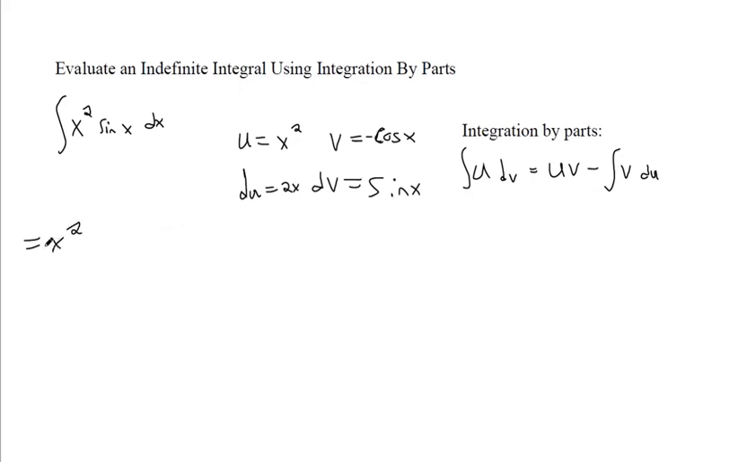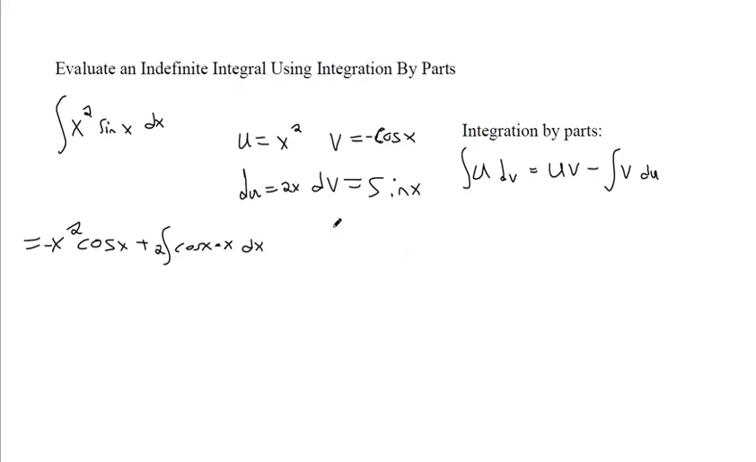V is negative cosine of x. I'm just going to put the negative sign out front. And we need to subtract that by the integral of v, which is negative cosine of x. So look, there's going to be a negative cosine here. It's a negative minus a negative, so that's a positive. So I took care of the negative sign in that cosine of x. And then du is 2x. So you could put 2x over here, but the convention really is to factor out that 2 because the integral operator is a linear operator.